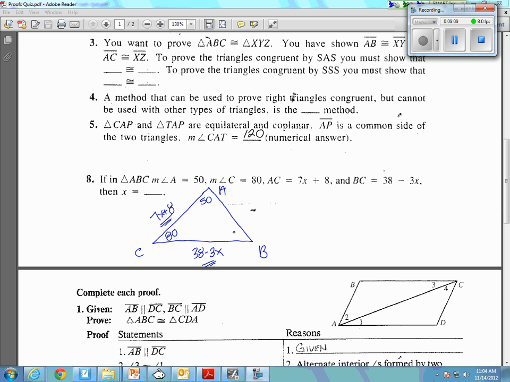Well, I've got to look at this triangle and know that that's 50 degrees, so it's an isosceles triangle. So this side here is congruent to this side here. So I can take 7x plus 8, set it equal to 38 minus 3x, add 3x to both sides, subtract 8 from both sides, so x ends up being 3, and that's my answer.